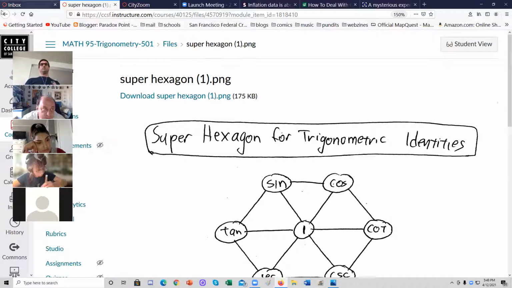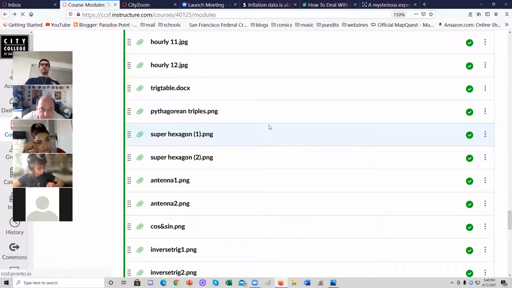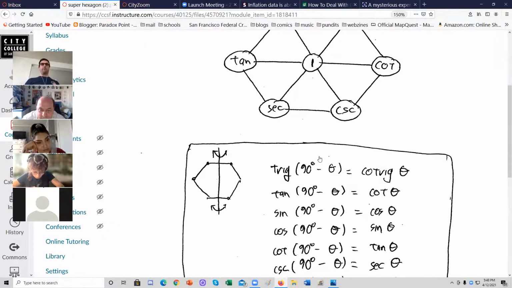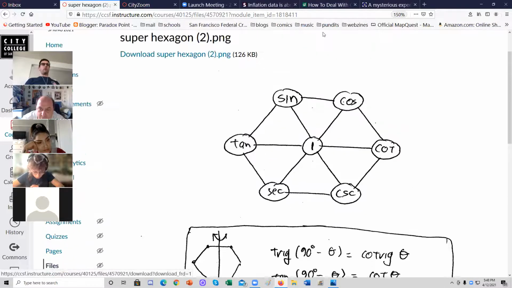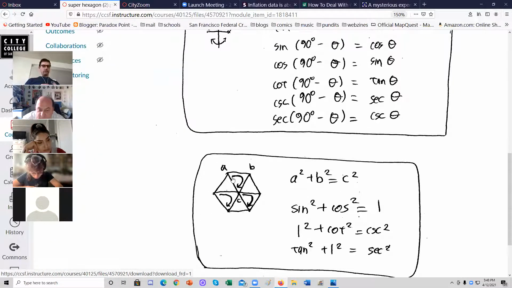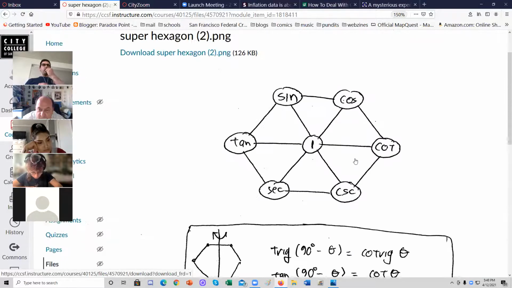There's also some complementarity relations visible on the superhexagon. So if you flip through this vertical diagonal, then you get complementary functions, sine and cosine. So sine of 90 degrees minus theta is cosine of theta. Tangent of 90 degrees minus theta is cotangent. Secant of 90 degrees minus theta is cosecant theta. So that's the complementarity relation. Then with these three triangles, this, and this, you get a Pythagorean relation.